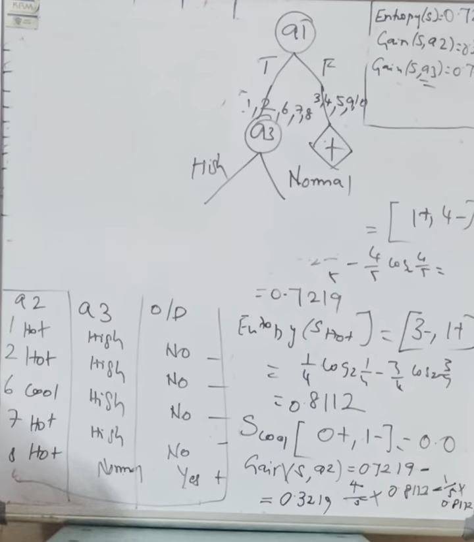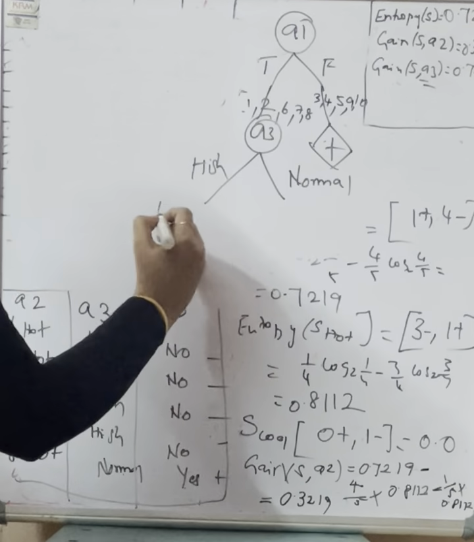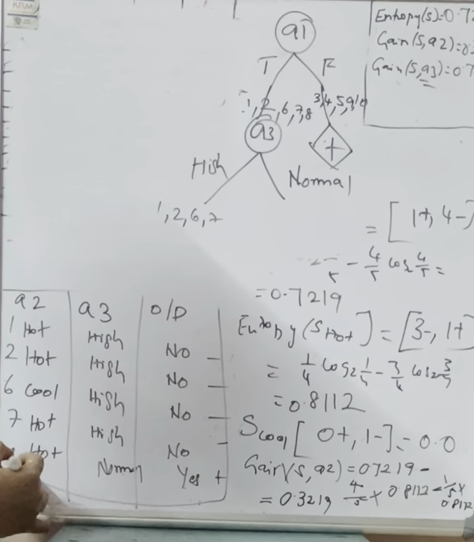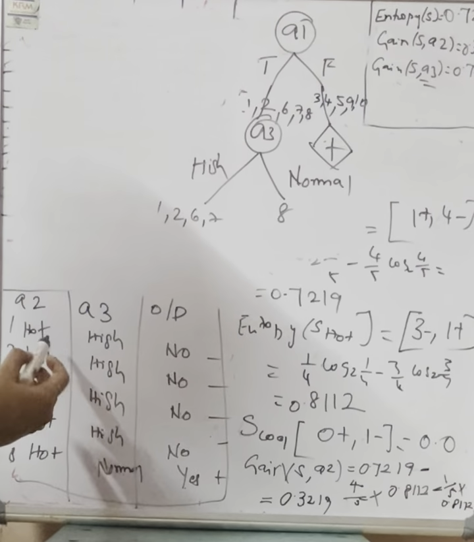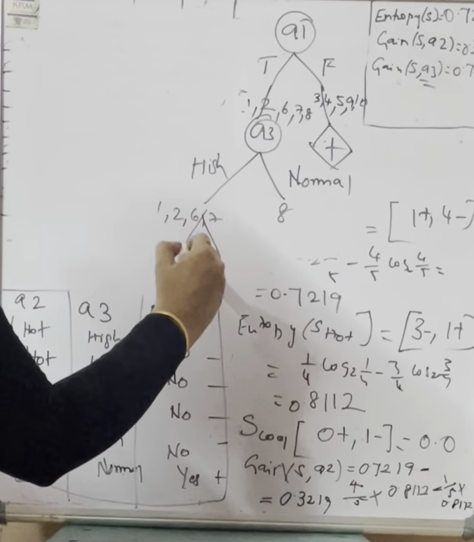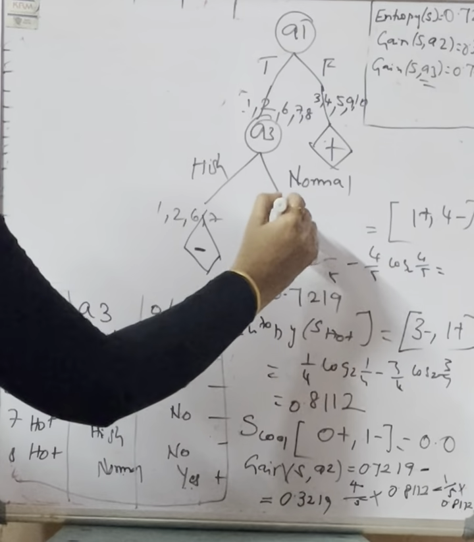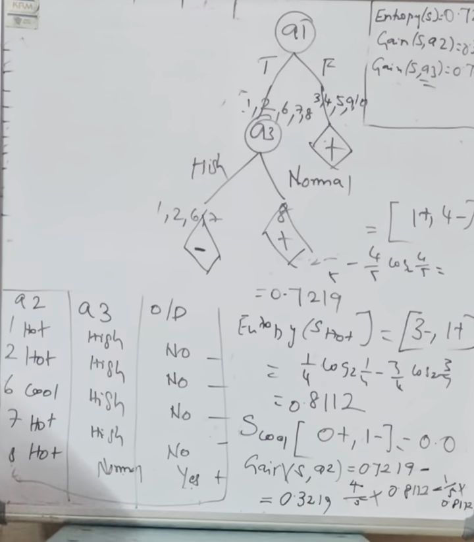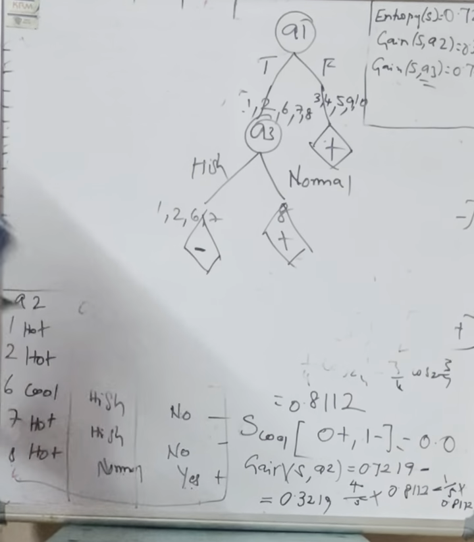So what are the values we have for high? 1, 2, 6 and 7. And for normal we have the 8th sample. So now try to consolidate whether it is giving us the class label. For 1 it is negative, for 2 it is negative, for 6 it is negative, and for 7 it is negative. So all samples contribute to negative, so it comes to the conclusion. And for 8 we have positive. So here we can label it as positive. So this is how a decision tree can be drawn for any given sample.